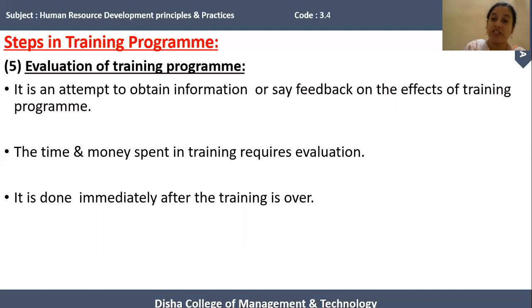The organization tries to identify whatever benefits and values it got out of conducting the training program. So it is done immediately after the training is over. So by adopting these five steps, the trainer provides the training to human resources. So this is all about the steps and objectives of training.